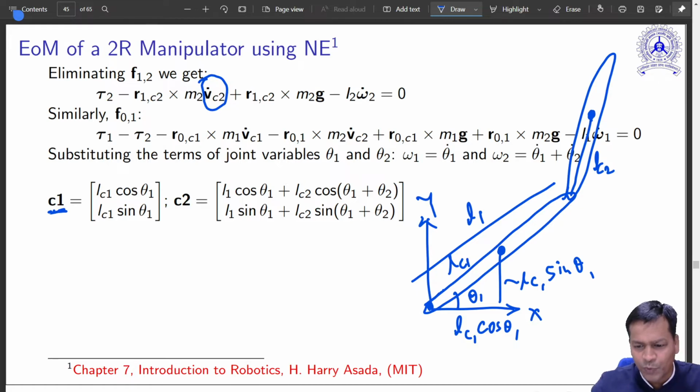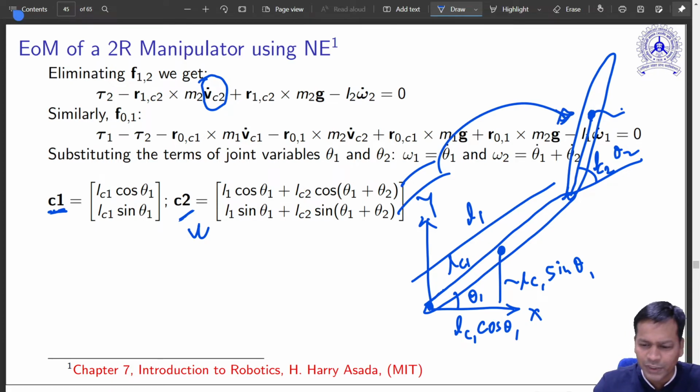If you do it in a similar manner, you already know angles theta 1 and theta 2, so you can obtain the C2 location as this one. This is your x, this is your y for this location. So now you know the center of gravity locations C1 and C2 in terms of vectors. These two vectors, C1 vector and C2 vector, are known.